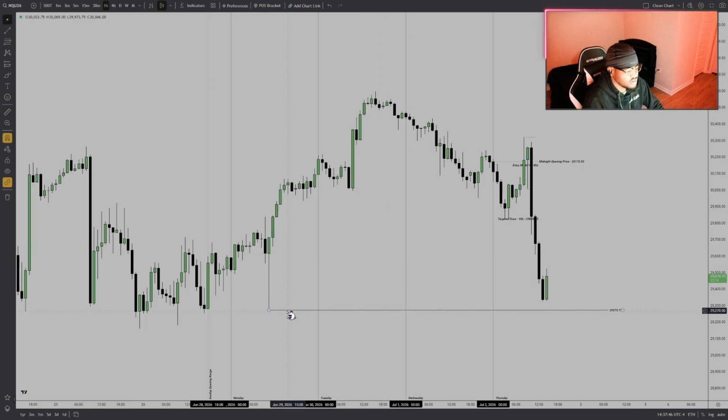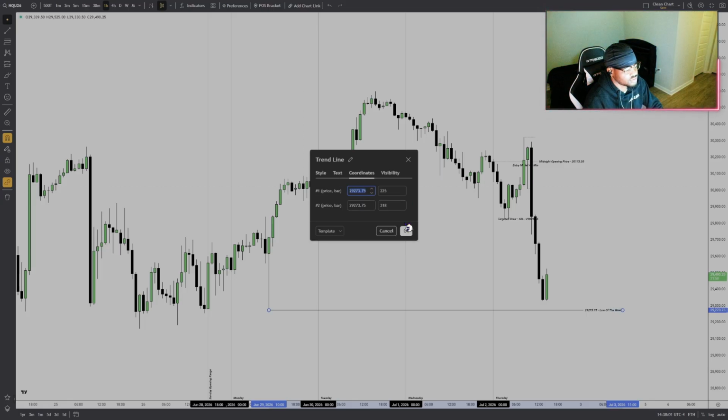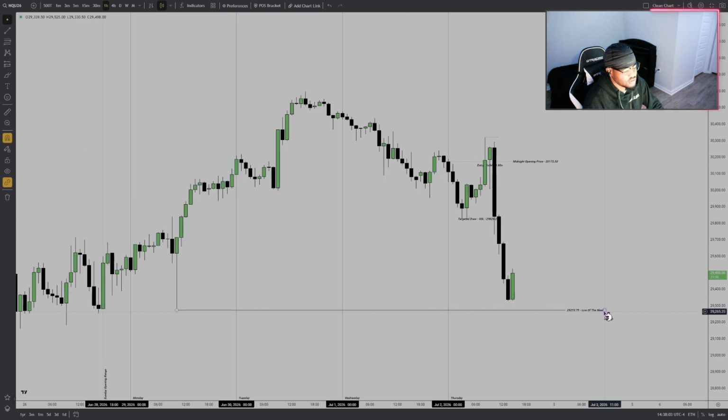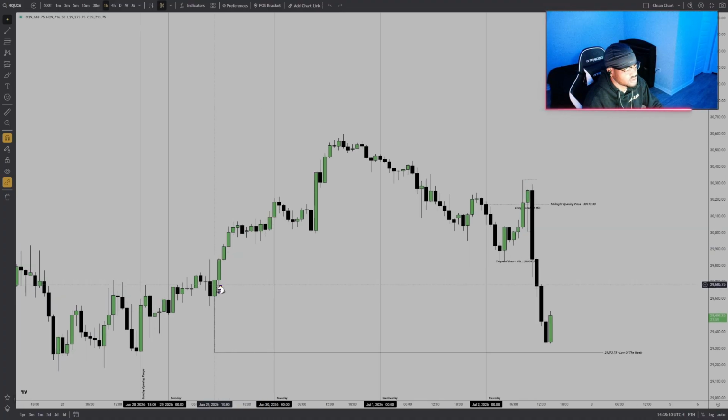So on Monday, we end up making the low of the week. And I'm just going to do this for one chart. Low of the week at 29,273.75. From there, the market continued to rally up after making that 10 o'clock PO3.